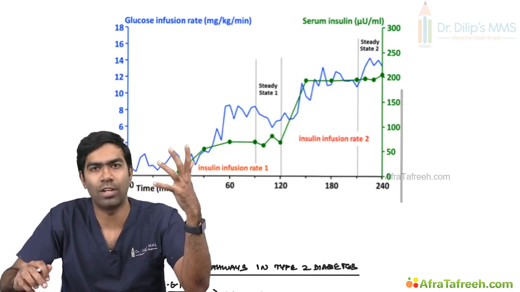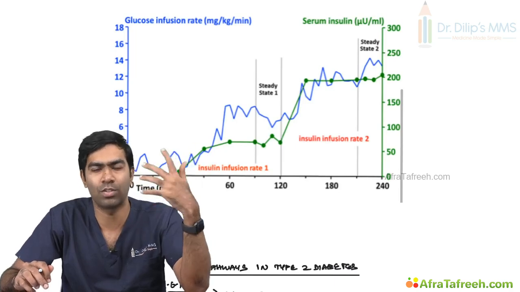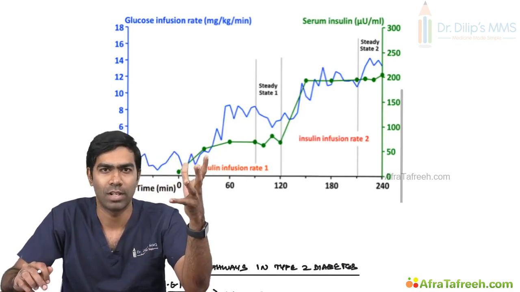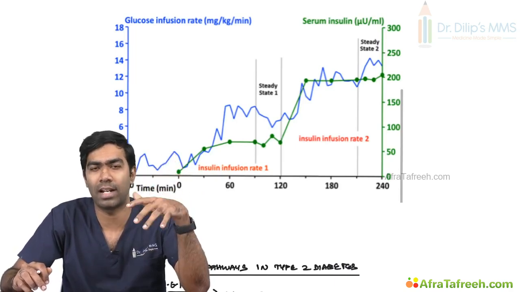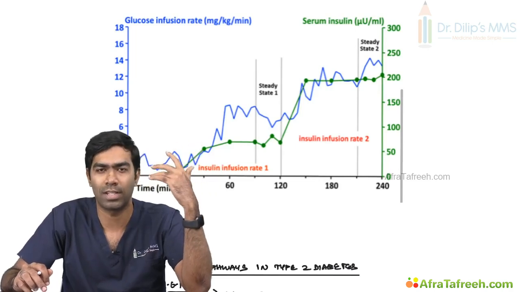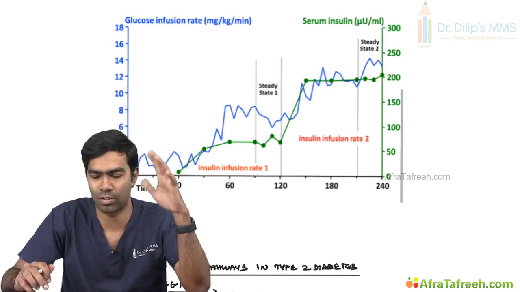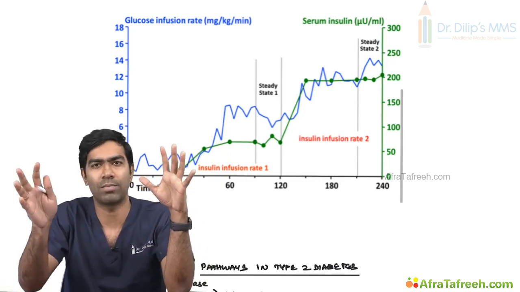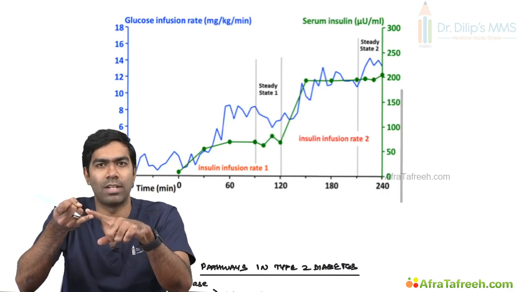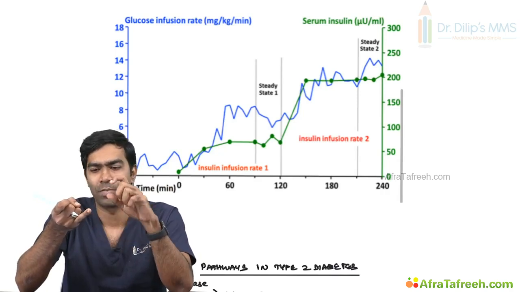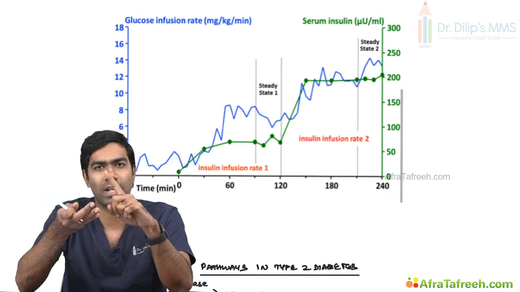So that is going to tell you the glucose infusion rate, which is an indirect reflection of how much glucose is being taken up by the cells, and that is going to reflect how much is the insulin sensitivity or how much is the insulin resistance. So that's the gold standard. Anyway, for exams, you have to tell only one thing: the gold standard for assessing insulin resistance is an invasive technique called the euglycemic hyperinsulinemic clamp.